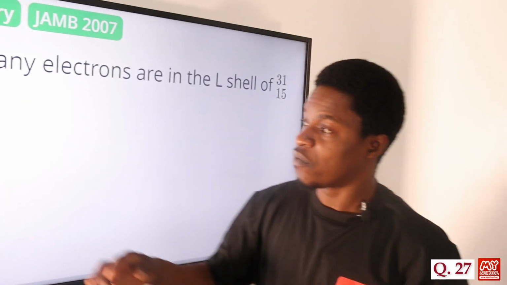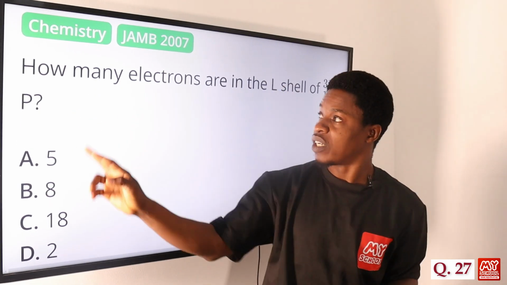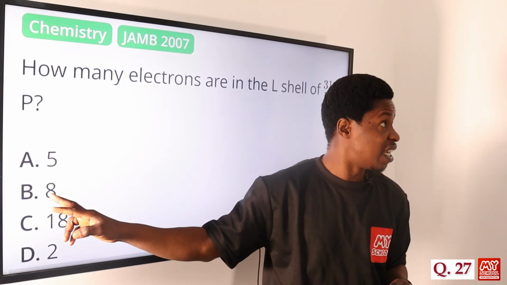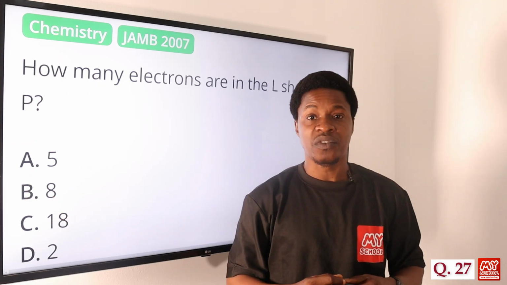So let's move on to the screen. Option A says 5. 5 would have been if it were for the M shell. But we have to find for the L shell. So because of that, the correct answer is option B.